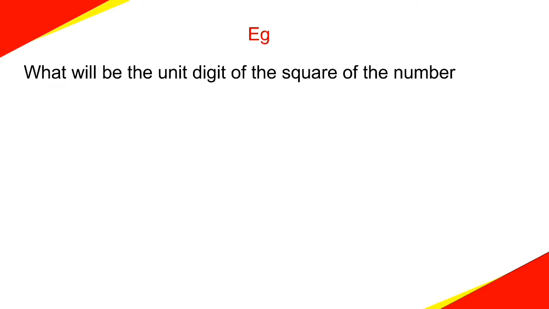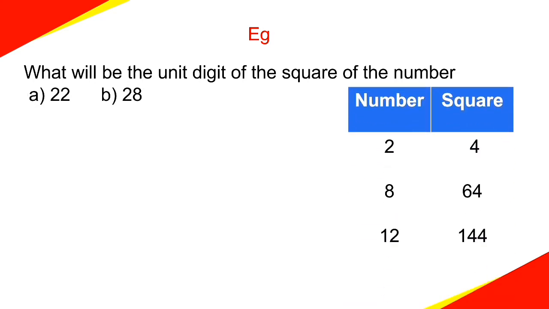Now we are going to solve one example, that is, what will be the unit digit of the square of the number? Option A 22, option B 28. Once you can look the given box, based on this table we can get what is the square of 2, what is the square of 8, what is the square of 12.